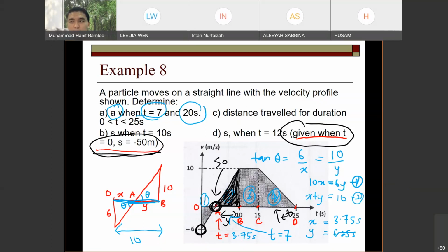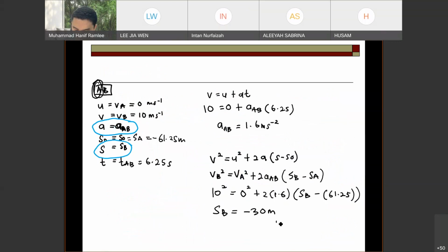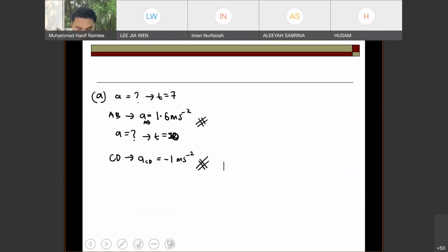So from Junaid, yes, it is from SB. Because t equals 10 is the point B here. Point B can be obtained from the AB region, so point B can be denoted as SB. When t equals 10, S is equal to SB. So we just put SB equal to -30.